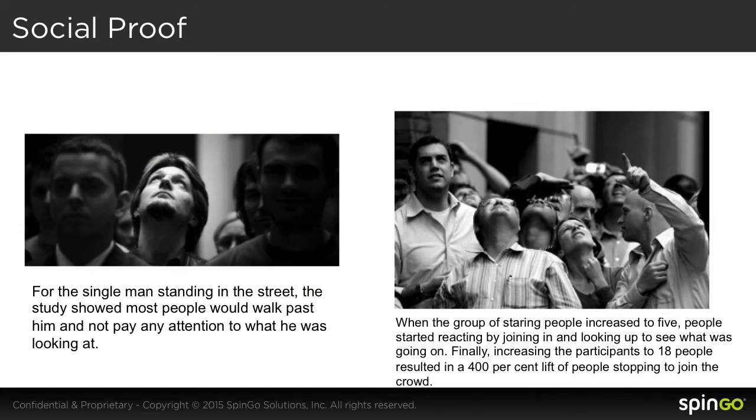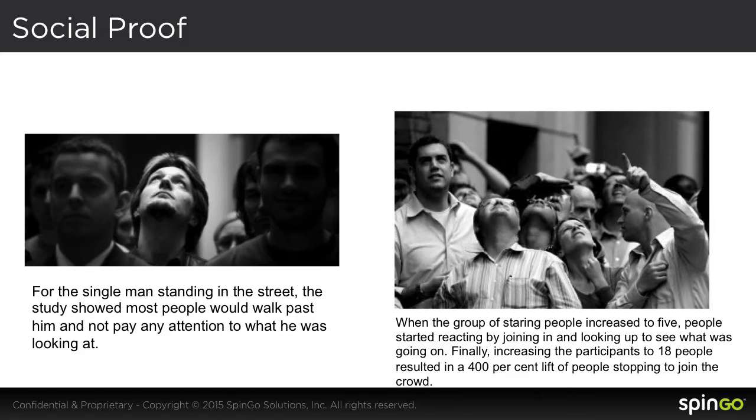Another psychological element here is this idea of social proof. There was another study done in 1969 by Milgram, Bickman, and Berkowitz, and it was performed on the streets of New York City. A man is standing looking up in the air. So you look at the one on the left, just one man looking up. And the goal of the experiment is to see if social proof played a part in the reactions of passersby. So in this case, the single man standing in the street, most people just walk by. They wouldn't pay any attention.